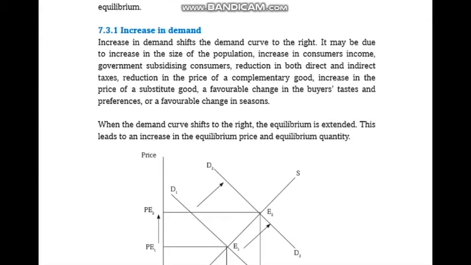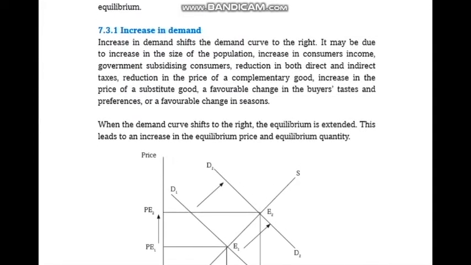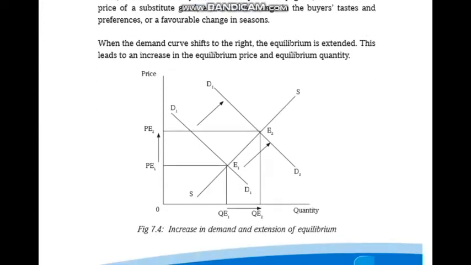It may be due to increase, impamvu igiburyo now biterwa wenda no kwiyongera kw'abaturage no kwiyongera kwa income y'umu consumers, kwiyongera kw'imfashanyo zitangwa na government to consumers. Ikindi, reduction in both direct and indirect taxes, kugabanyuka kw'imisoro, reduction in the price of complementary goods, yes, we have seen it, increase in the price of substitute good, a favorable change in the buyer's taste and preference, or favorable change in seasons. Those are factors that may lead to increase in demand by shifting the demand curve to the right. When the demand curve shifts to the right, the equilibrium is extended.